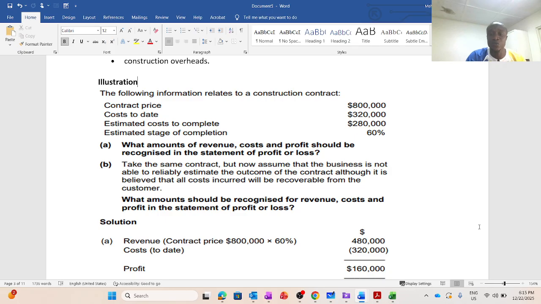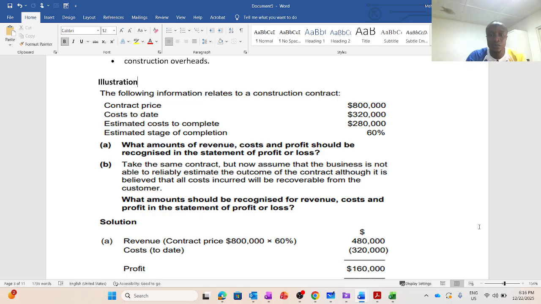We are going to look at an example which we can actually solve. The second part: take the same contract, but now assume that the business is not able to reliably estimate the outcome of the contract. If we can't reliably estimate the outcome of the contract, it means we are going to look at stage 3 of the revenue recognition, the third criteria. If we are not able to give the expected outcome of the contract, then we are going to recognize revenue based on the recoverable cost.